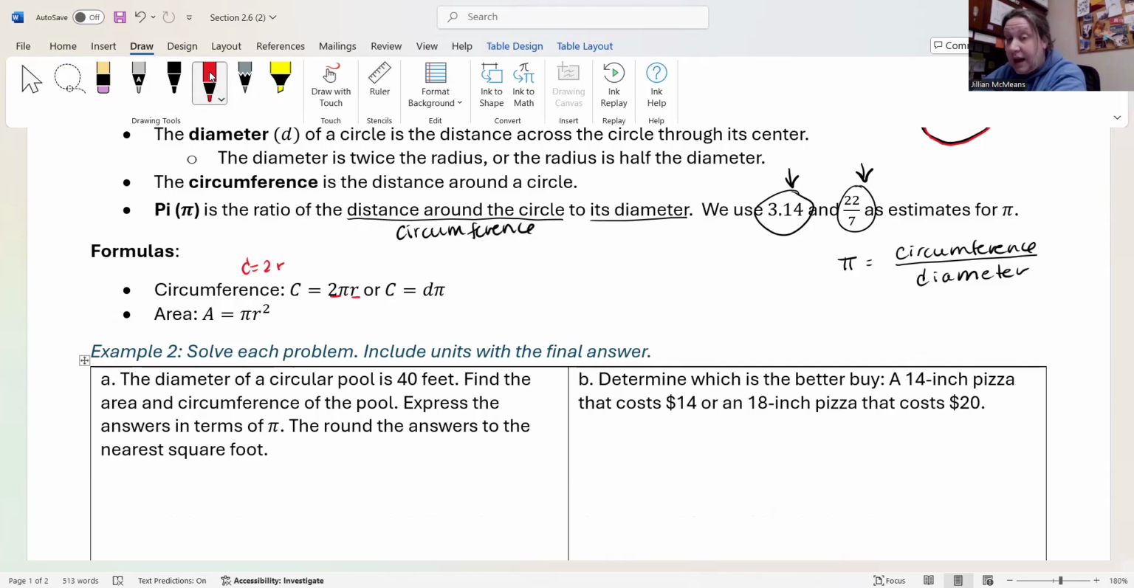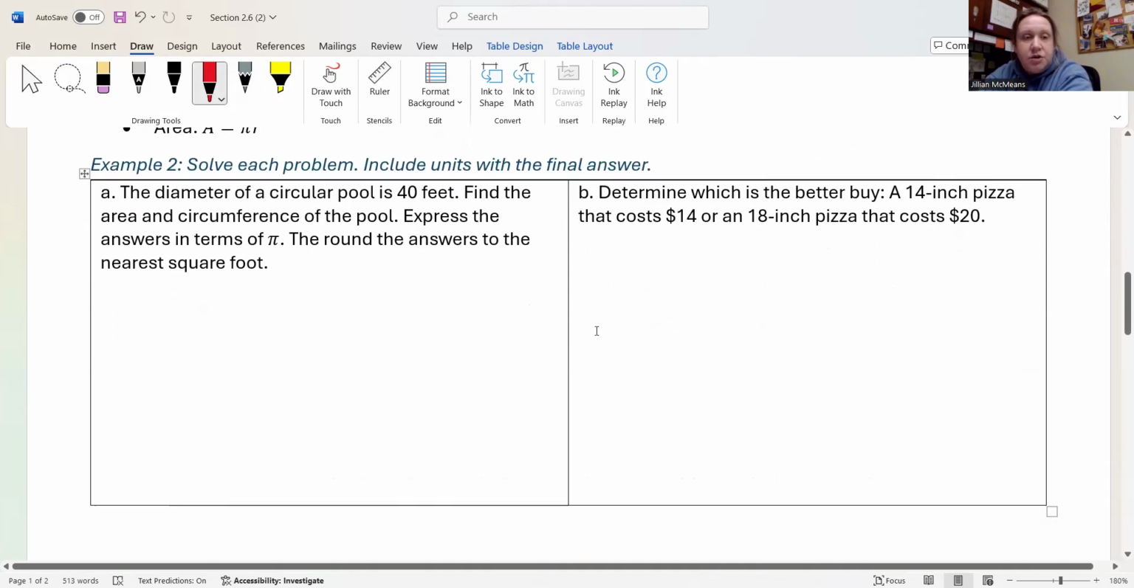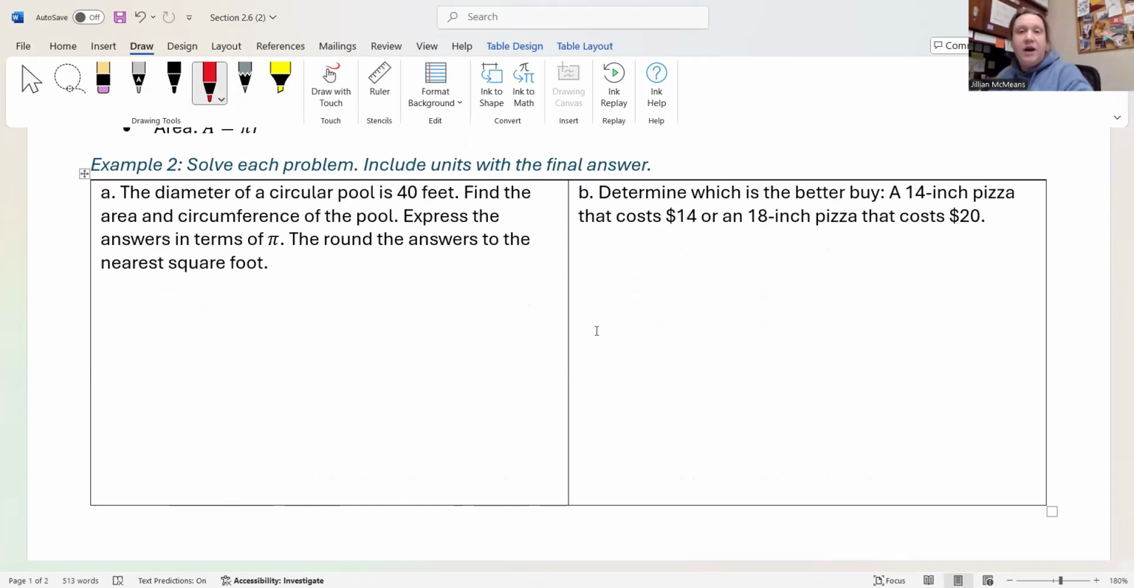Now, when it comes to the area of a circle, the area formula is pi times r squared. So pi times the radius squared. All right, let's look at 2 examples. So first, we want to solve each problem, include units with your final answer.